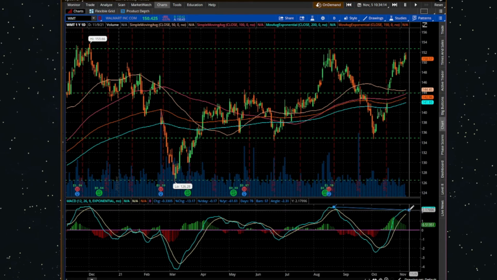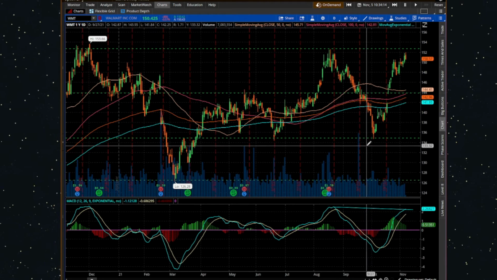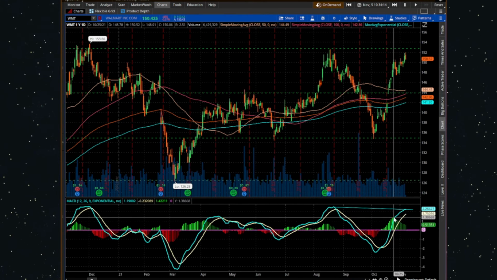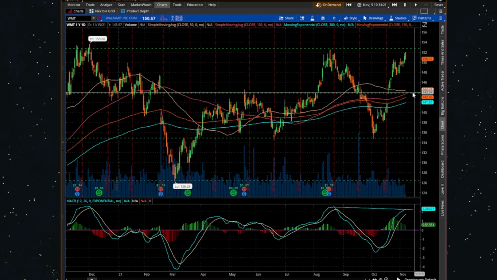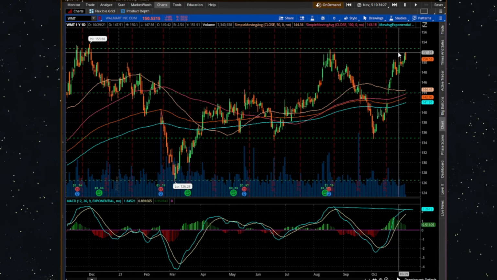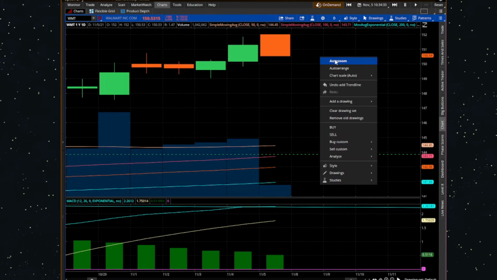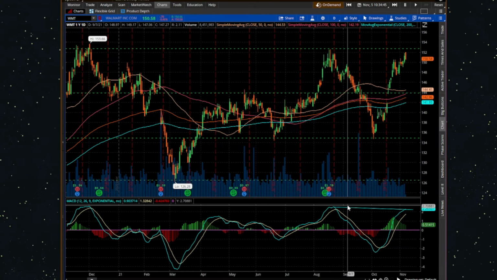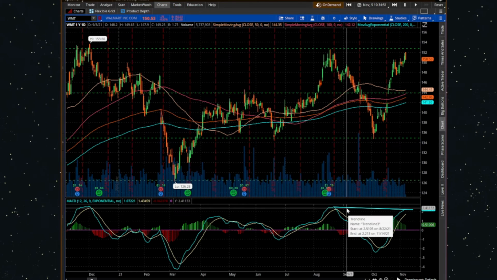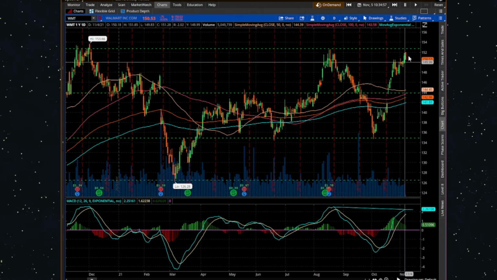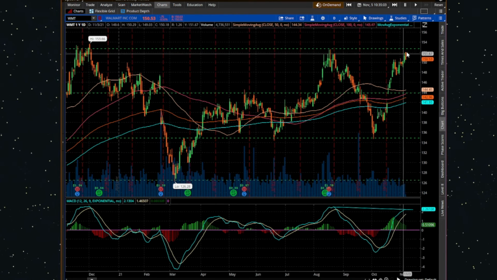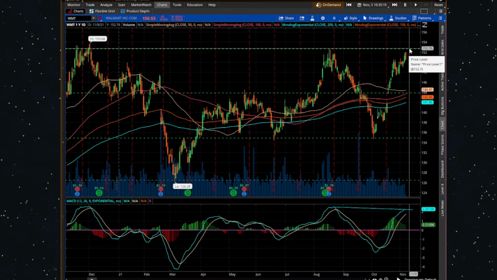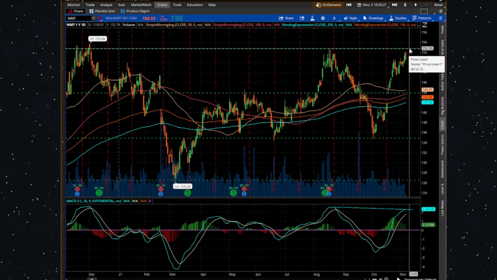We have a little bit of a divergence happening here, and we definitely have the histogram showing a decrease in momentum, and we have a huge red candle. So this again is another situation where we have a slight divergence, not as powerful as the prior trade. We're at that key level here. We can then enter into a trade here and we can use this key level as a stop loss.